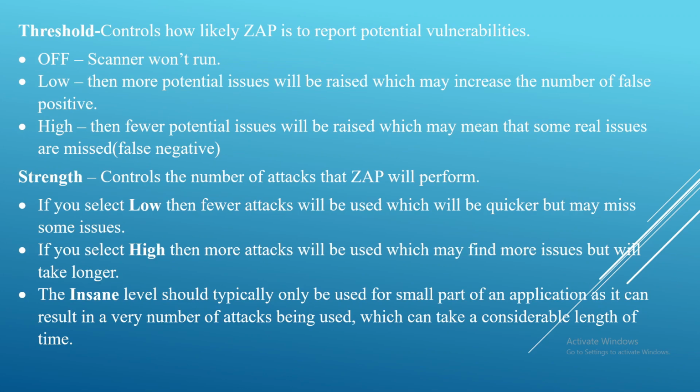Coming to insane, this level should typically only be used for a small part of an application, as it can result in a very large number of attacks being used, which can take a considerable length of time. Insane can be used for a small area. Suppose you are testing a small area like a login page, then you can set the strength to insane. Compared to high, insane takes much more time. So deep scanning is performed if we choose the strength as insane.